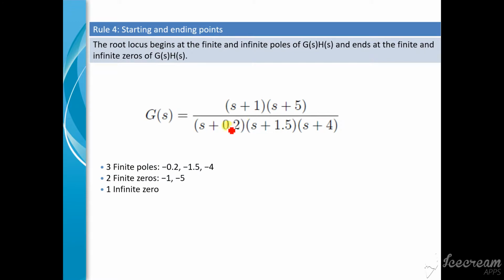Here we give the examples. First, how many branches do we have? We have the 3 poles, we have a 3 branch. The n here is the order number of the denominator, which is 3, and the order number of the numerator is equal to 2. 3 minus 2, you have a 1, you have a 1 infinity 0, and you have a 2 zeros at minus 1 and minus 5.